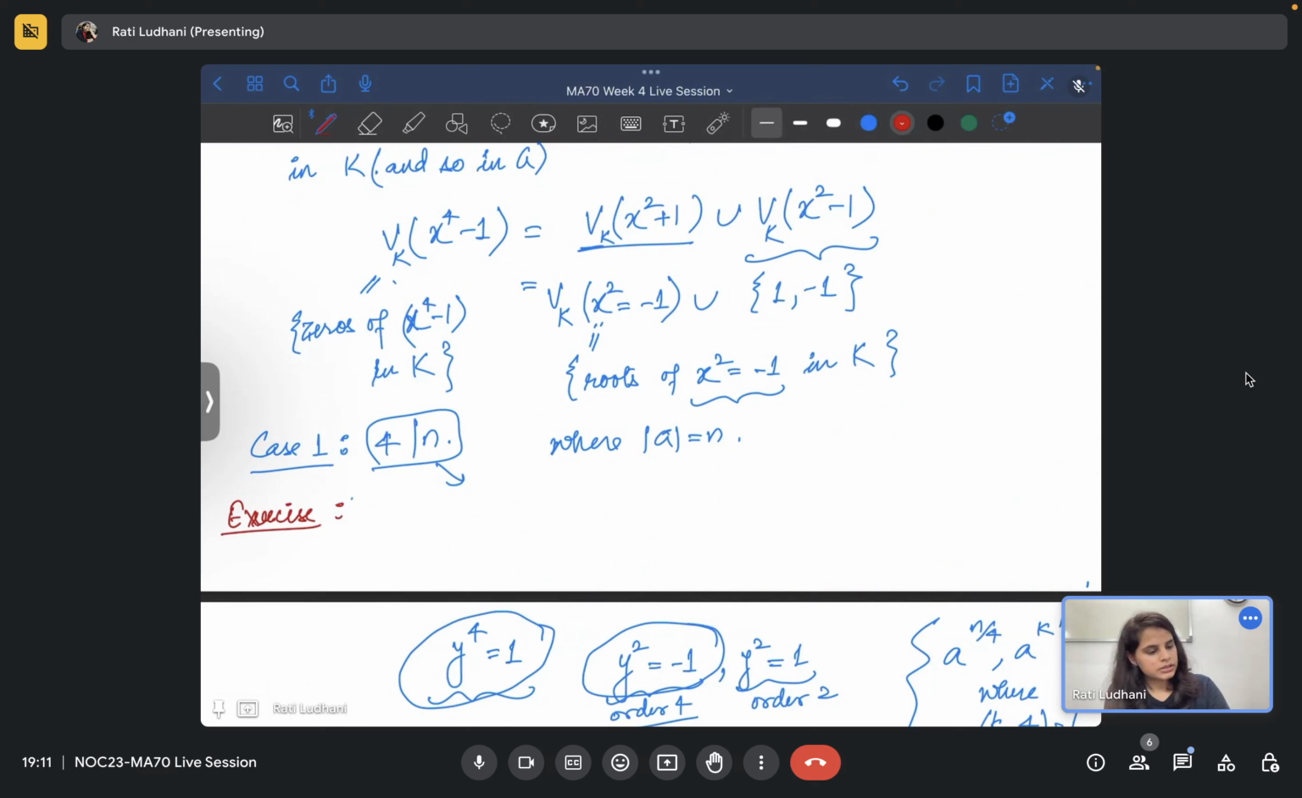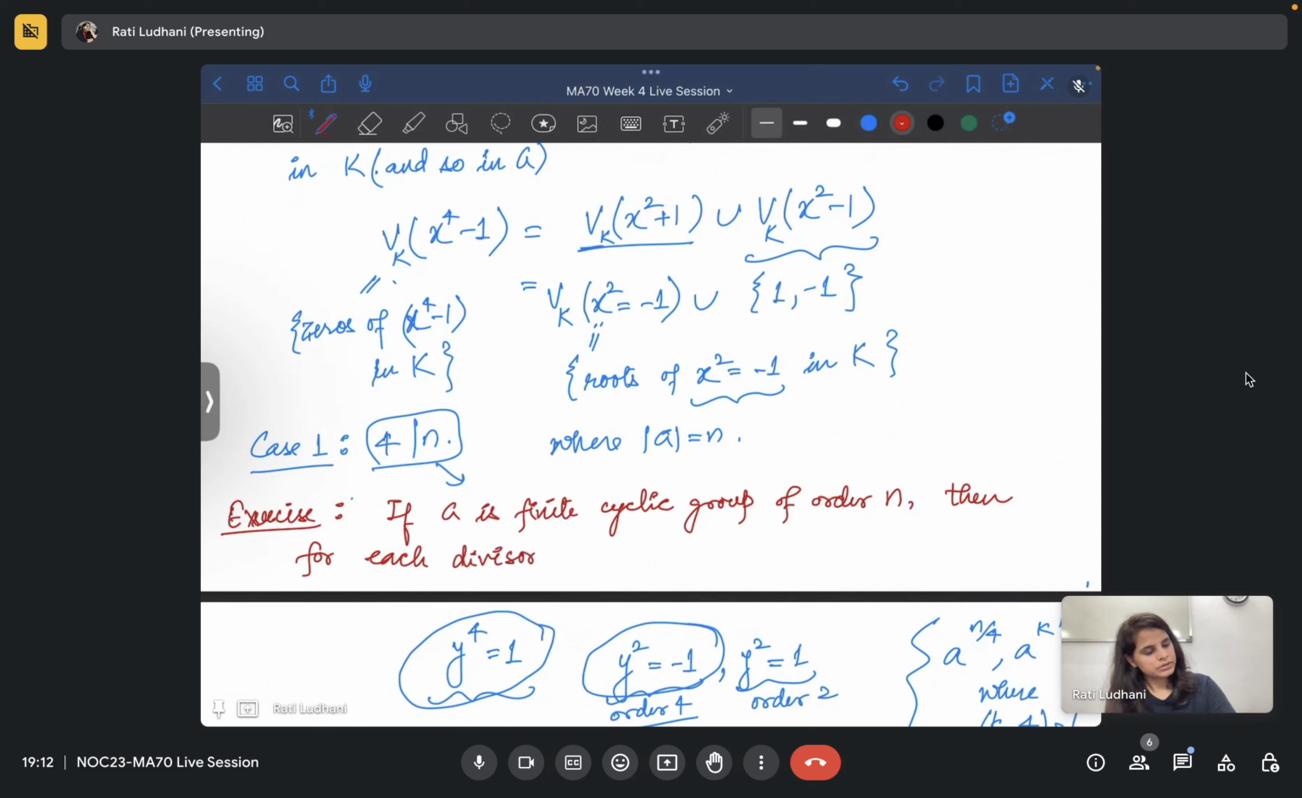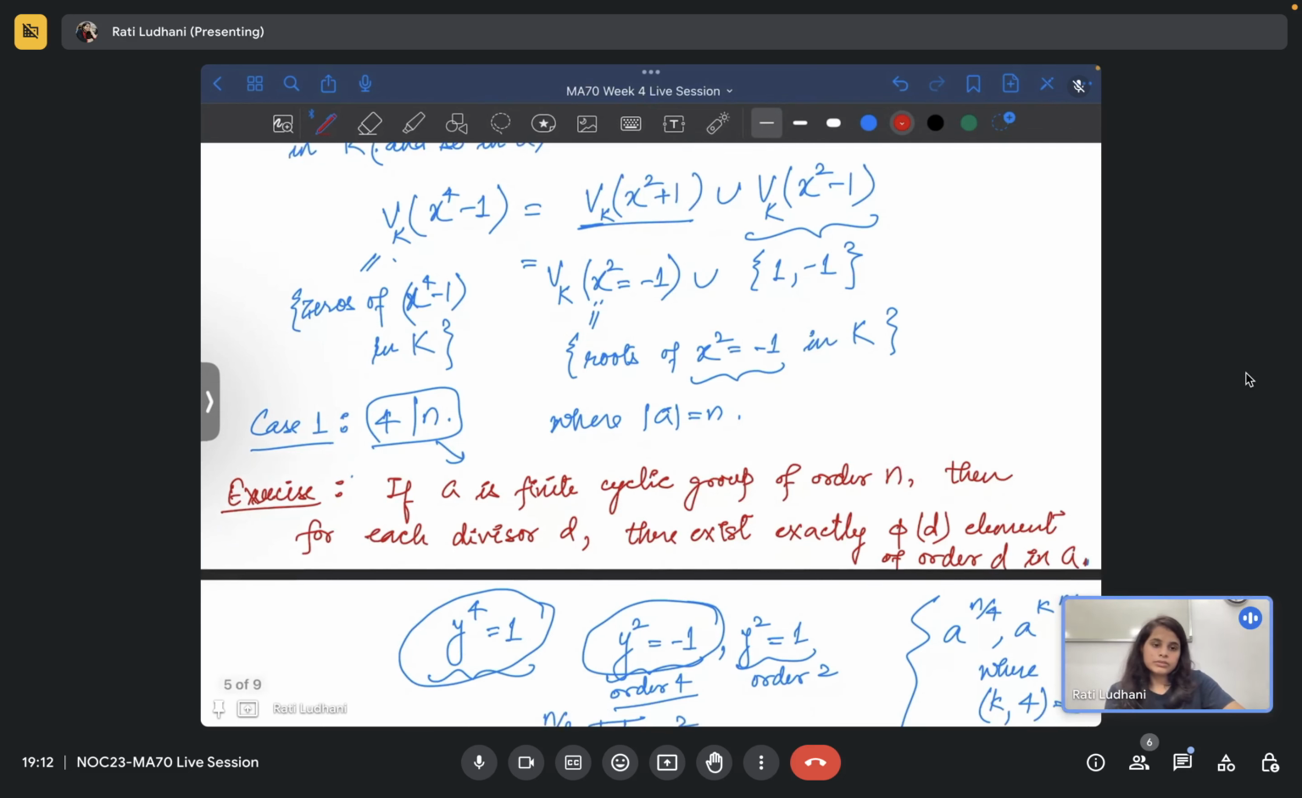So this says if G is a finite cyclic group of order n, then for each divisor d, there exist exactly phi of d elements of order d in G. So of order d there will exist phi of d elements in the group. So yes, this is something you can prove.